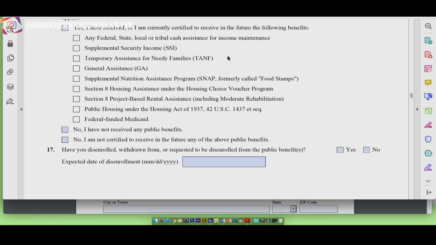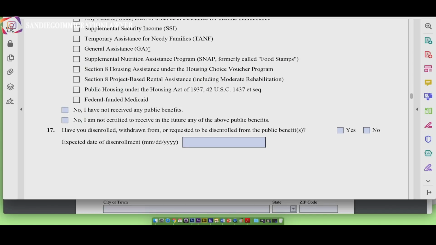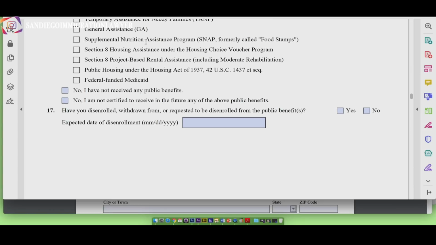Temporary assistance for needy families, that includes food stamps and any type of program that can also be federally funded, and any general assistance, whether it's cash or other type of assistance. It also includes SNAP. It used to be called food stamps, and now it's called SNAP. And Section 8 housing assistance under the Housing Choice Voucher Program. Section 8 project-based rental assistance, including moderate rehabilitation. Public housing under the Housing Act of 1937.